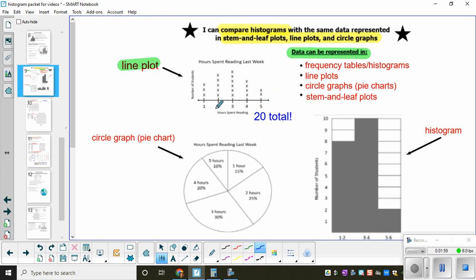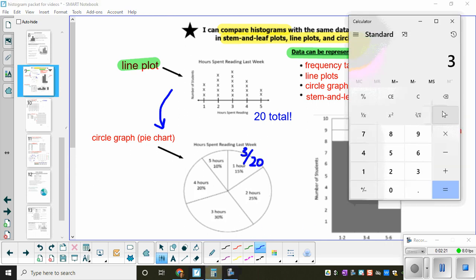Now we can take this information from the line plot and put it down here in the circle graph, and I'll show you how this works. For the 1 hour, you see this 15% here in your notes. We get this from the 1, 2, 3 students. There are 3 students in this category, 3 out of the 20. When we do 3 divided by 20 in the calculator, that's the 15% right here. All right.